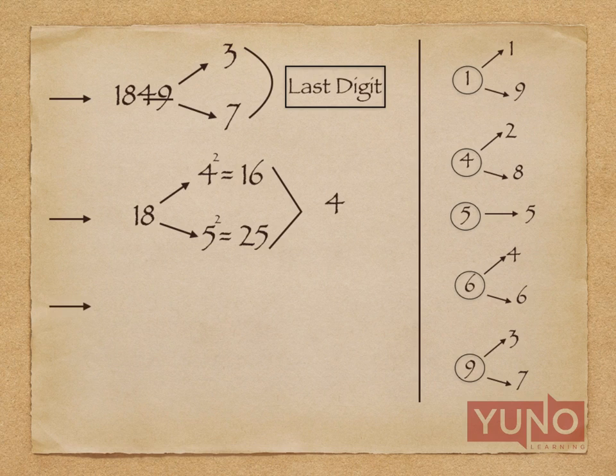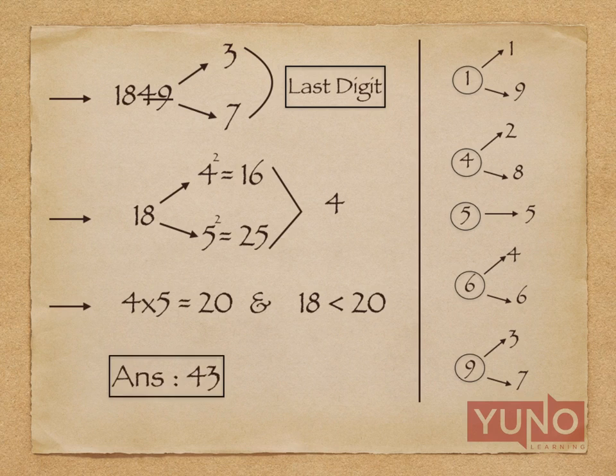To finalize the last digit, I am going to multiply this 4 with the next number in the number series. 4 with 5 is 20, and 18 is always less than 20. So I am going to consider 3, the smaller number out of 3 or 7, and my final answer would be 43.